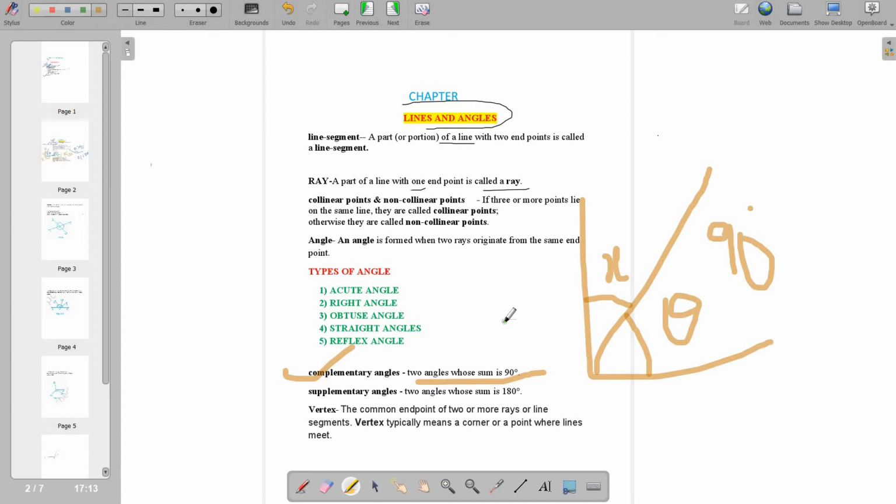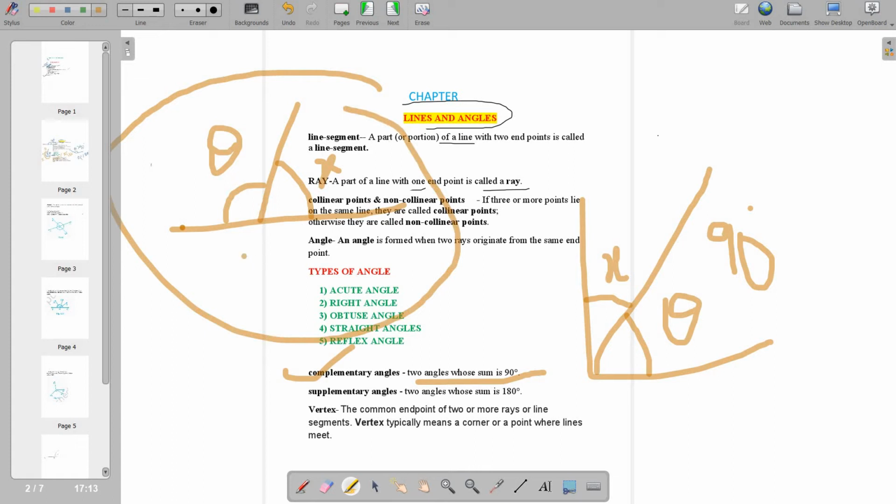What is a supplementary angle? Two angles whose sum is 180 degrees are called supplementary angles. Let us consider theta and x. These are supplementary angles, and the earlier ones were complementary.